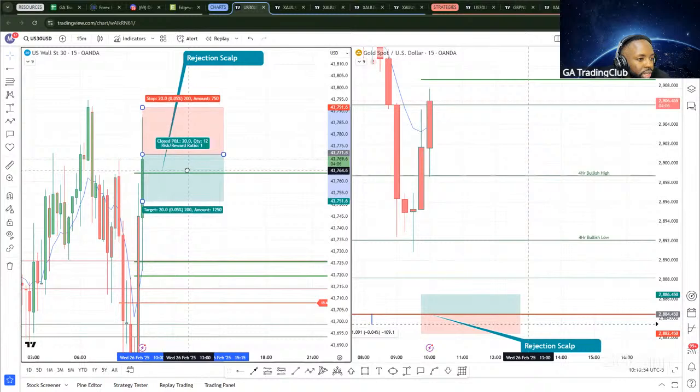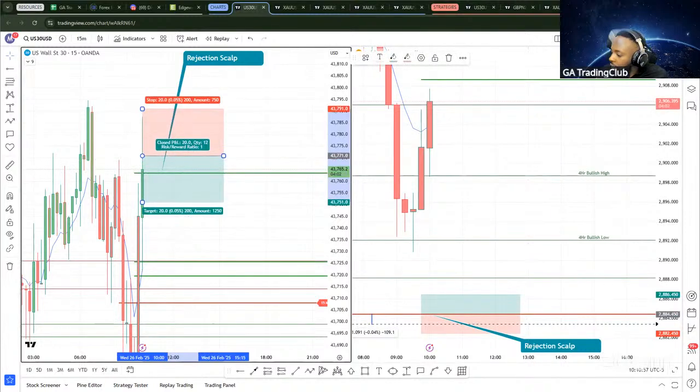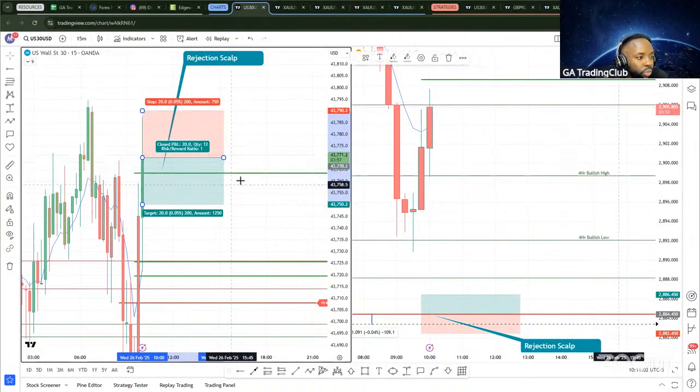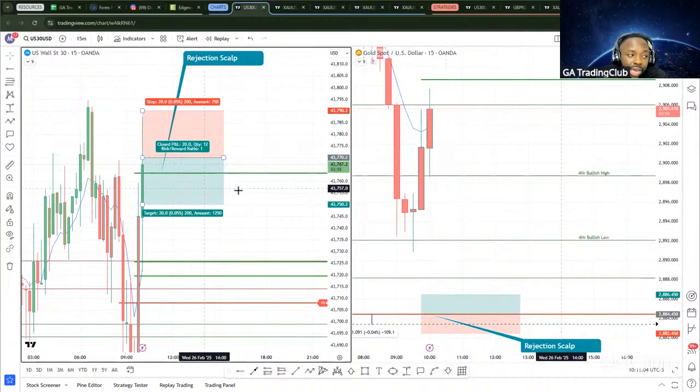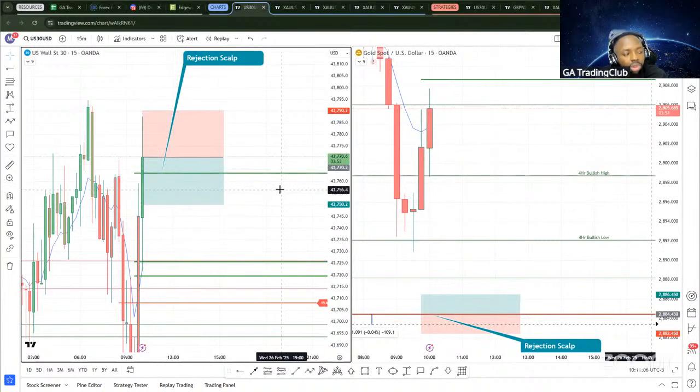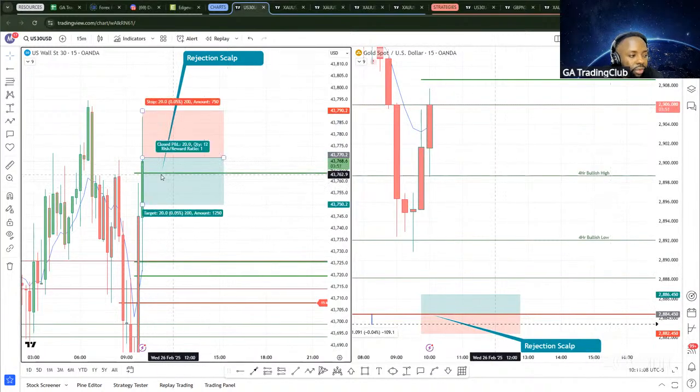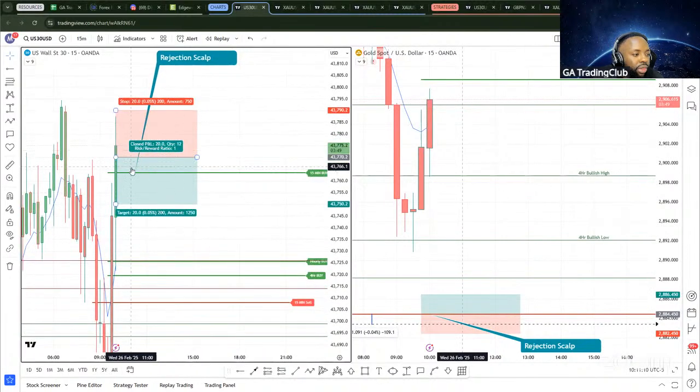So let's see if this is able. The idea here is that we expect price, or we expect this candle, to push back down all the way under this rejection level right there.